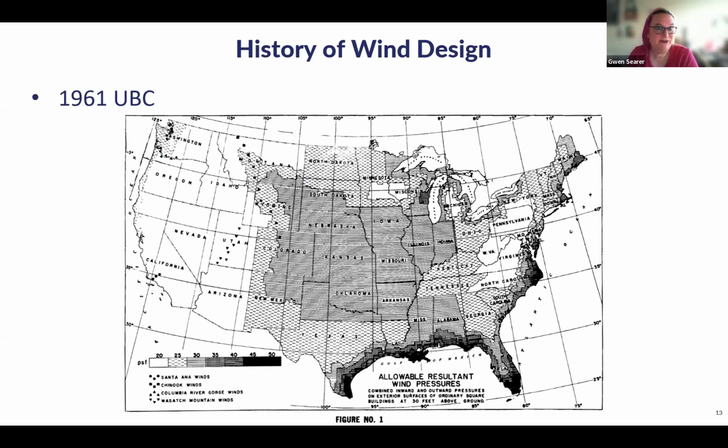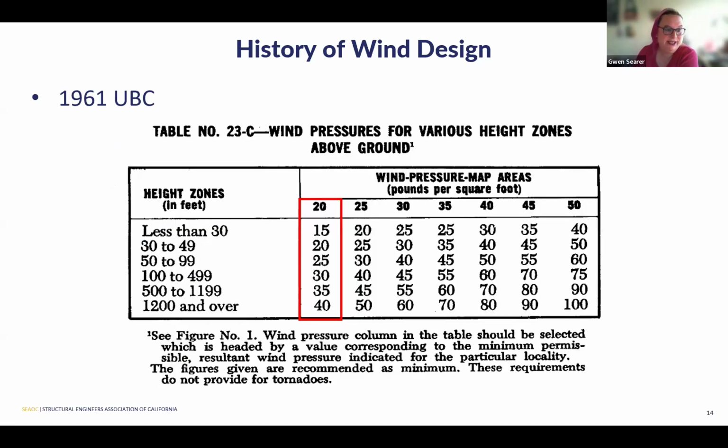In 1961, that's the first instance of a map where you can look at a map and go, oh, I see where we are. So in California, it's mostly not shaded at all, which is 20 pounds per square foot. There's a little area on the Northern California coast, and that area is 25 PSF. And then you would take these values, either 20 or 25, depending on where you are in California, go to a table, and you'd look at the 20 pounds per square foot, and depending on how high your structure is and what areas on your structure you're looking at, these are the wind pressures you'd use.